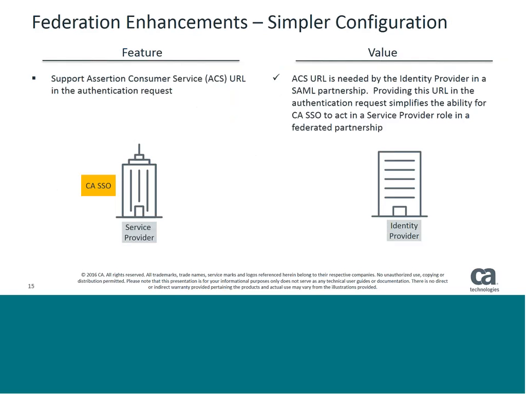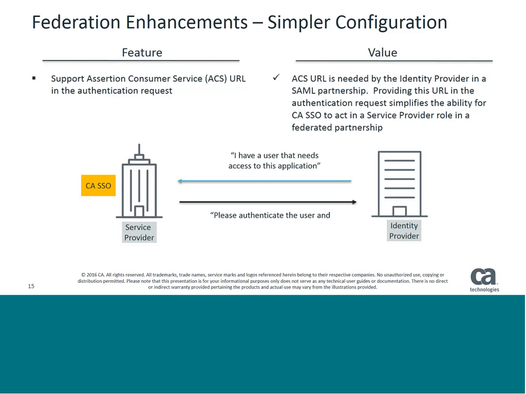There's another feature that we provided when CA SSO is implemented as a service provider, which was to support the ACS URL, which tells the identity provider where the SAML response can be posted. So this adds additional security to revalidate the ACS URL on the IDP side when that is already configured out of band.